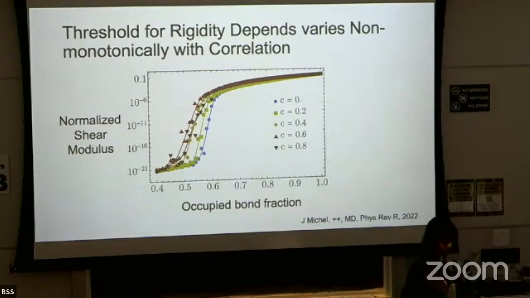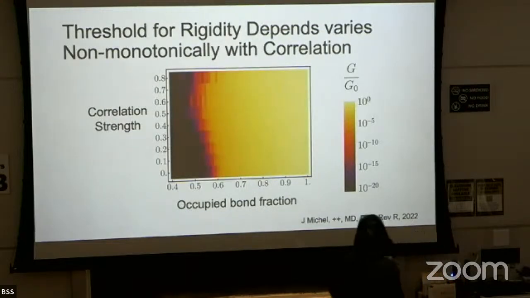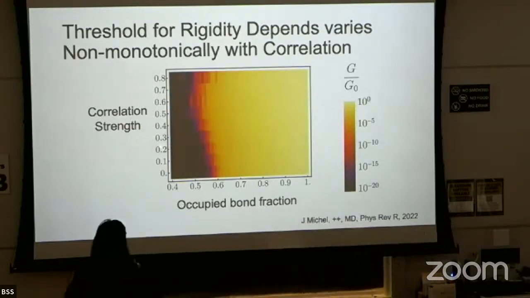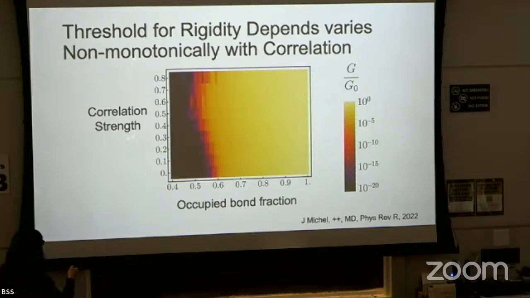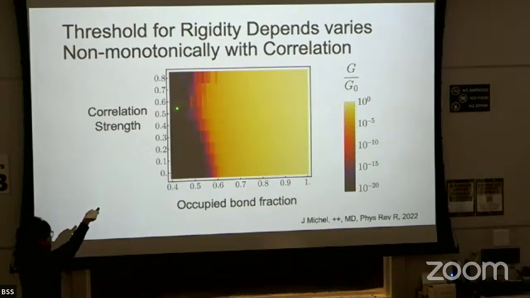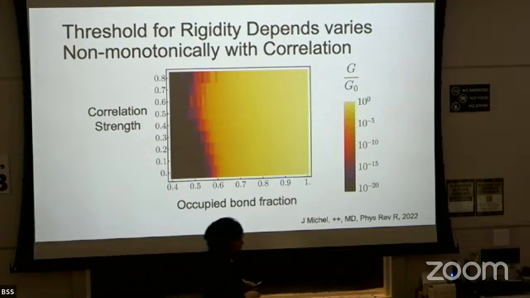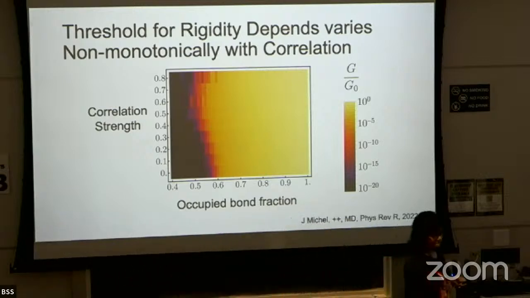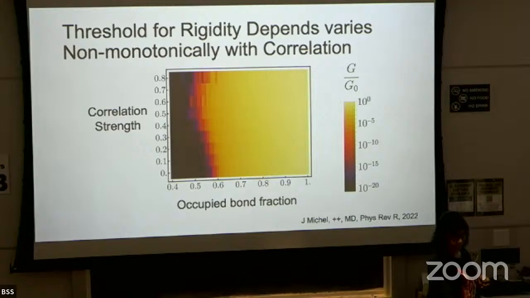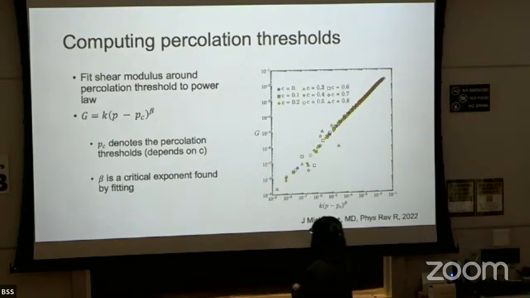And this is the same figure drawn a little bit differently. So now, in this direction, we are showing correlation strength. In this direction, the occupied bond fraction, and G by G naught is in a color map. And once again, you can see this dip, the lowest, and then it starts increasing again, right? All right. Okay.